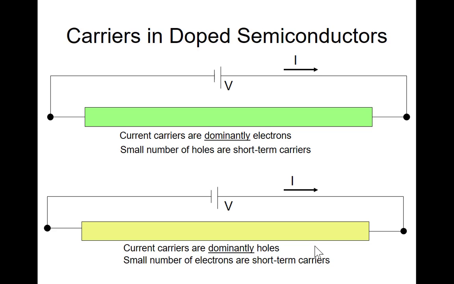So if you look at an N-doped region, we can put a voltage across that region, and we'll probably get a current to flow, and it probably looks like a resistor. If you look at the carriers that are in the N-type region, those carriers are dominant electrons, and there's a small number of holes that are present, and those are typically short-term carriers. Every once in a while, a hole will appear and it will recombine with an electron.